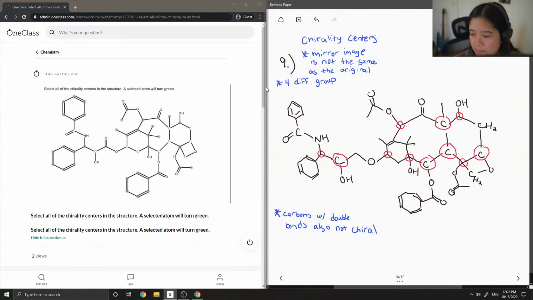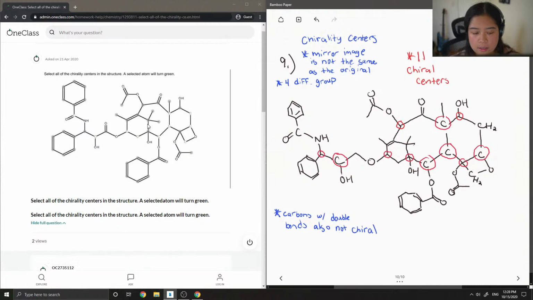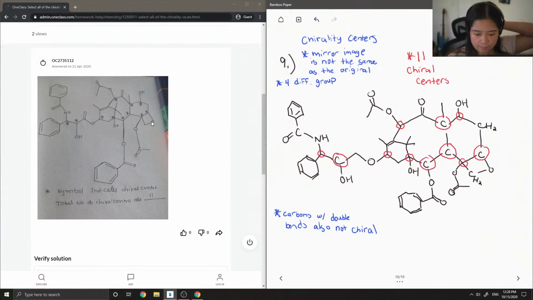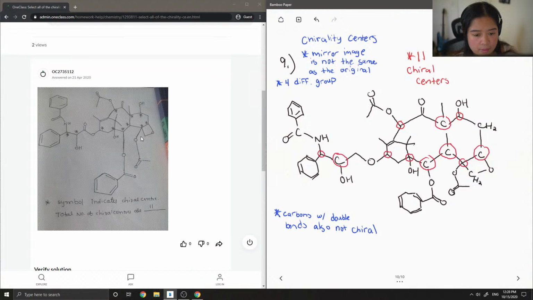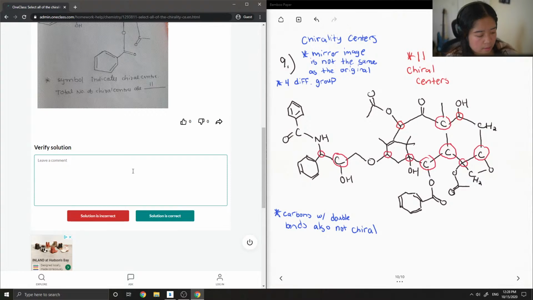So let's count them out. 1, 2, 3, 4, 5, 6, 7, 8, 9, 10, 11. So there are 11 chiral centers. So let's check our answer here. Yep, so this person also drew it out very neatly and counted out the same 11 chiral centers. So this solution is correct.